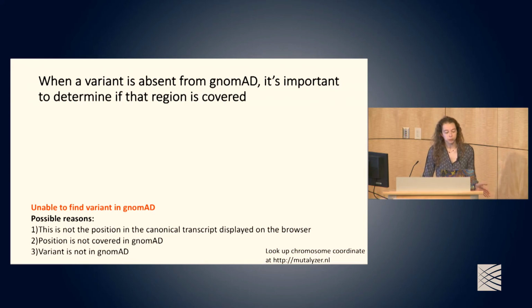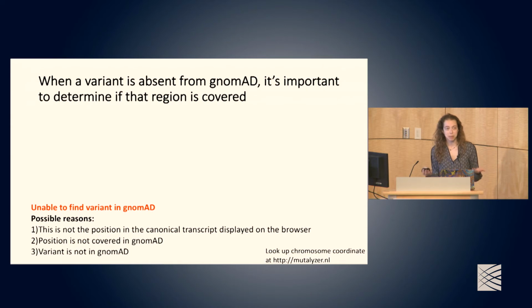There can be a few different reasons. One is that whatever variant I'm thinking about, I'm actually using some kind of description of it that doesn't match what we're using in gnomAD, and so it's really there, but I just don't see that it's there. And so it's very important to think about using chromosome coordinates, so we're all talking about the same variants.